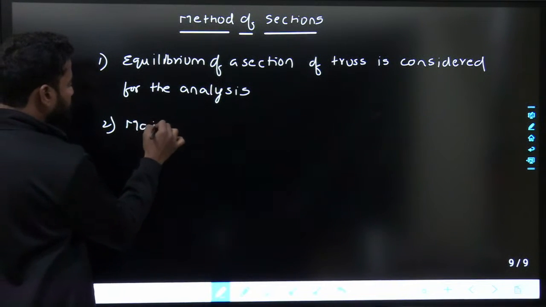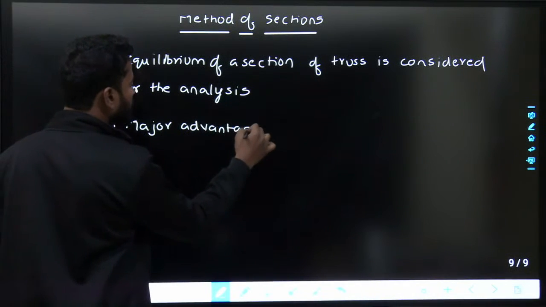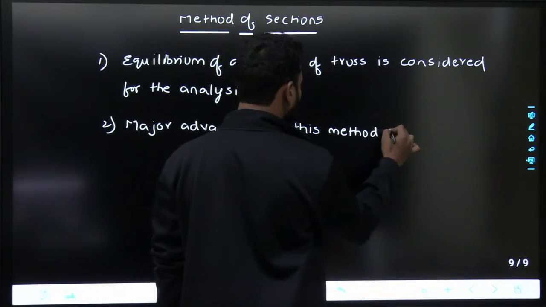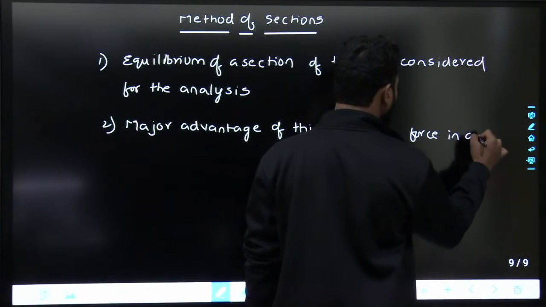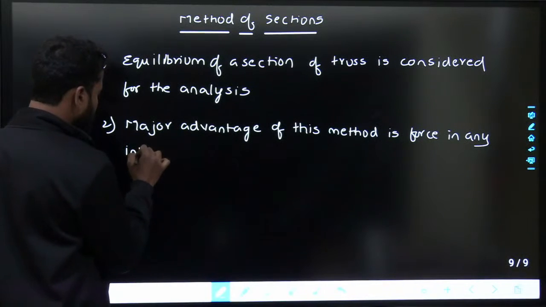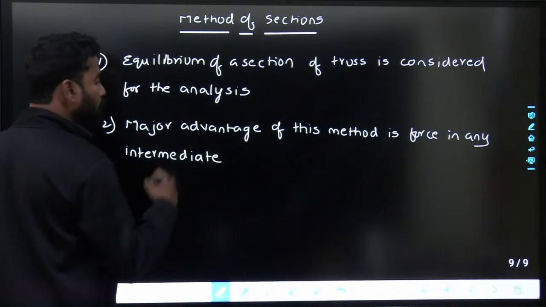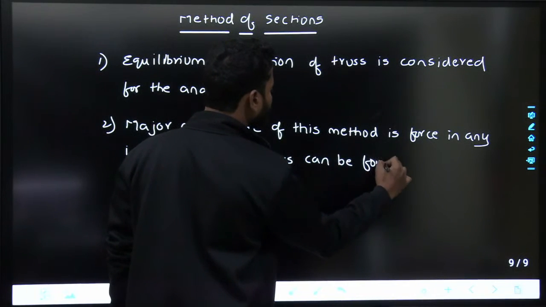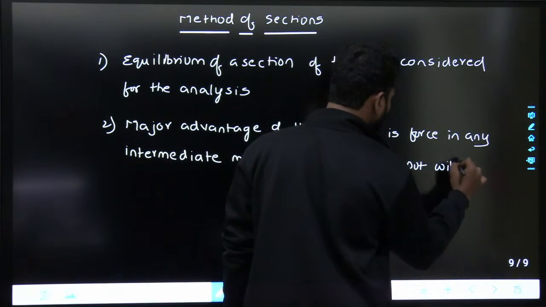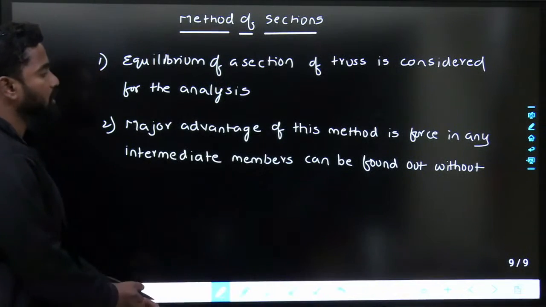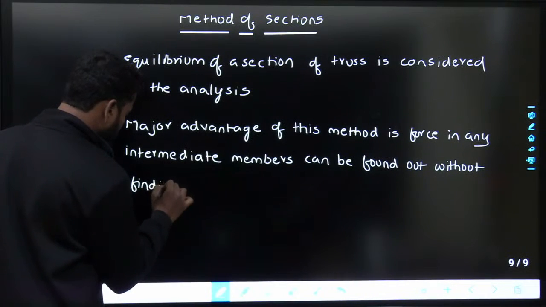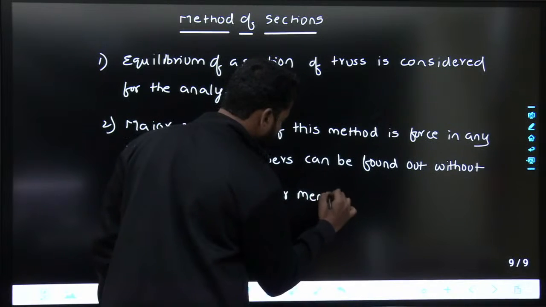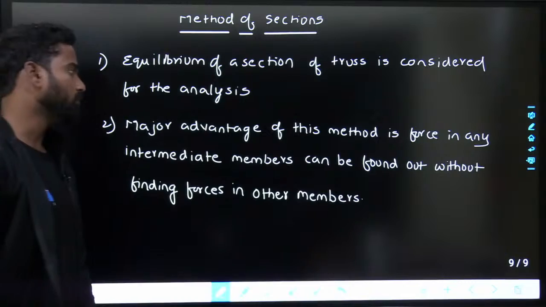The major advantage of this method is that force in any intermediate member can be found out without finding forces in the other members.